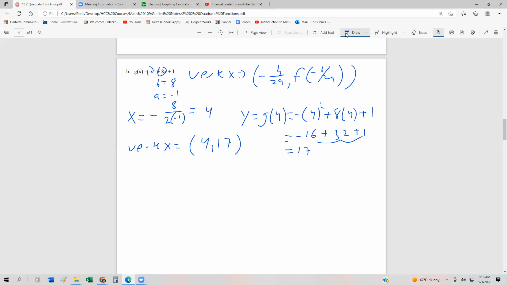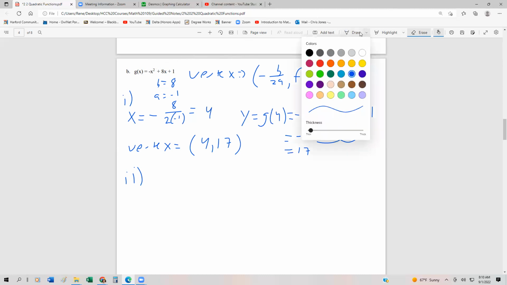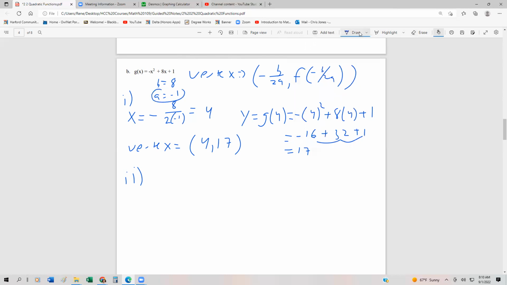Okay. Now, that's part one. For the second part, we have to determine whether the parabola is going to be concave up or concave down. And if you recall, that's where we look at the value of a. We already defined a in this case to be negative 1. And again, a is the coefficient of the x squared term. Since a is equal to negative 1, which is less than 0, that means this parabola is going to be concave down.